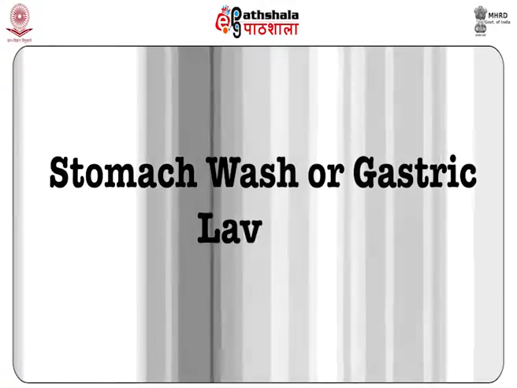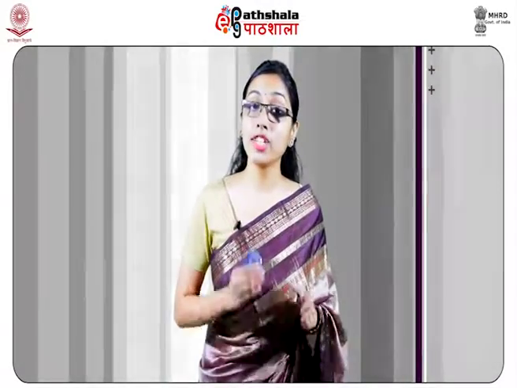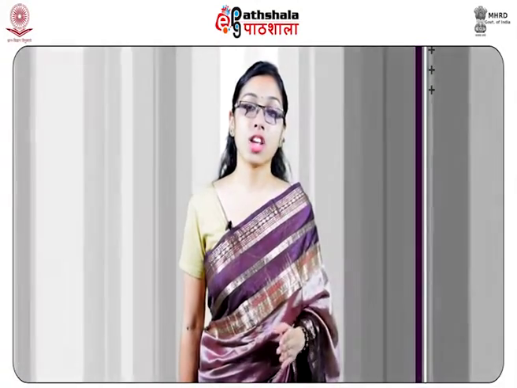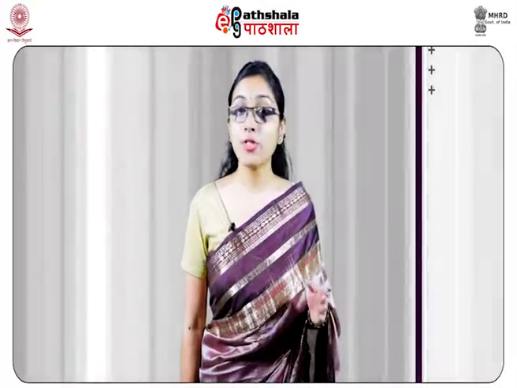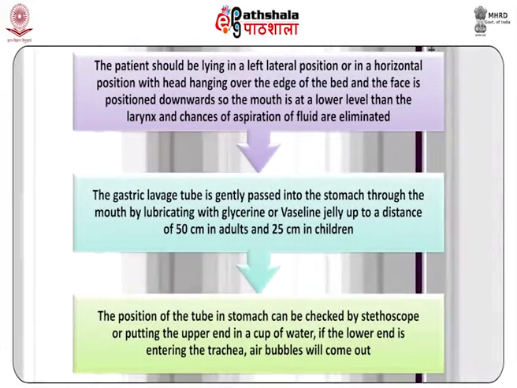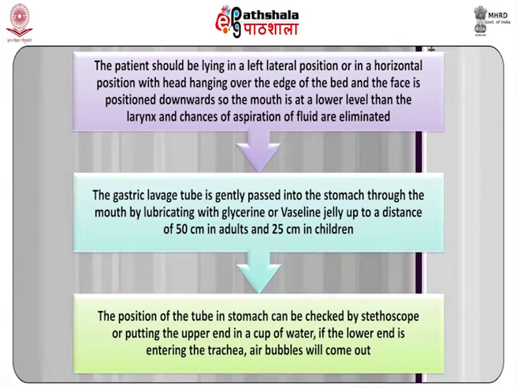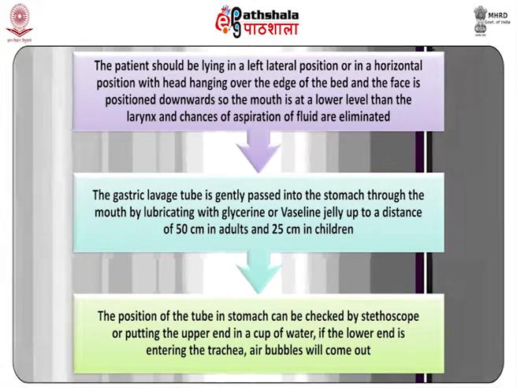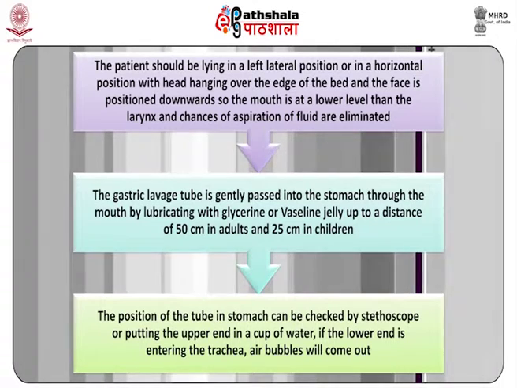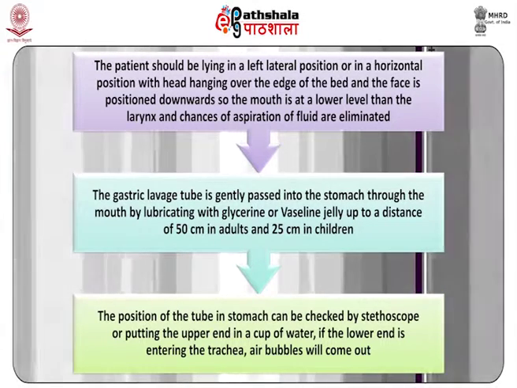Under this, first we have the stomach wash or the gastric lavage. Gastric aspiration and lavage is the only suitable method of emptying the stomach of an unconscious patient. In unconsciousness, protect the airway with a cuffed endotracheal tube. Before carrying out a stomach wash, the patient should be lying in a left lateral position or in a horizontal position with the head hanging over the edge of the bed and the face positioned downwards, so that the mouth is at a lower level than the larynx and chances of aspiration of fluid are eliminated.